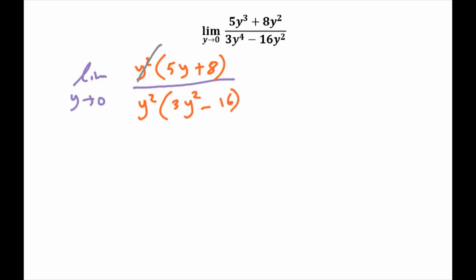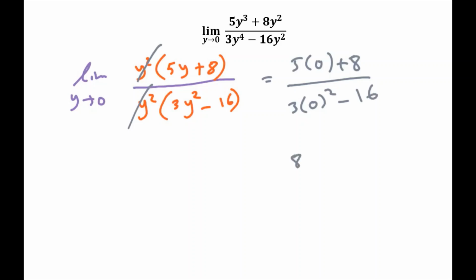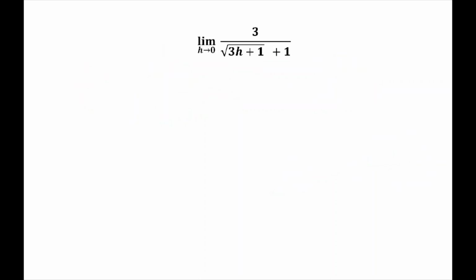Now these two will cross out each other, and you can now start thinking of substitution. 5 times 0 plus 8 over 3 times 0 squared minus 16. That's going to be 8 over negative 16, which is basically negative 1 over 2. In here, I'm going to substitute h by 0.